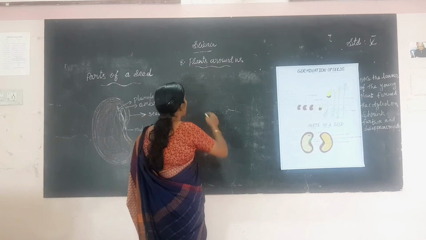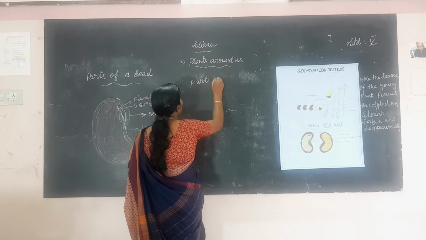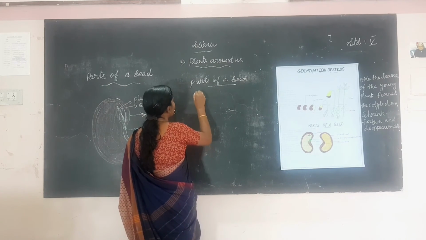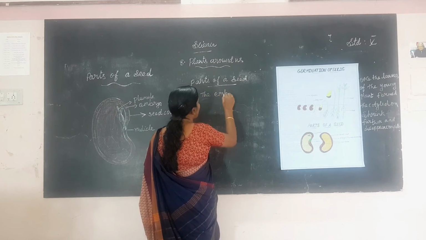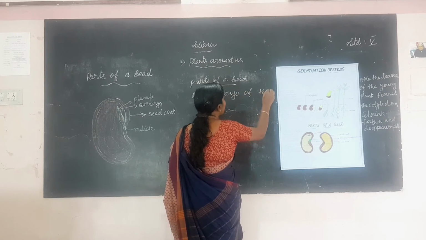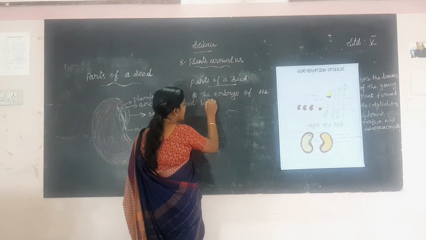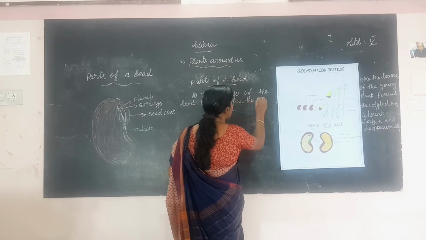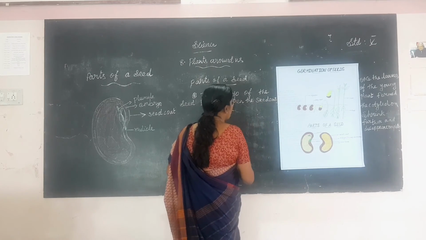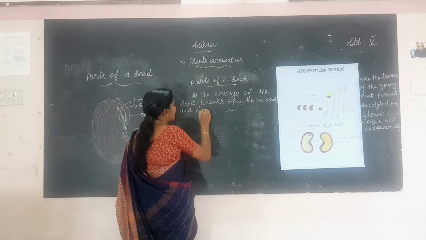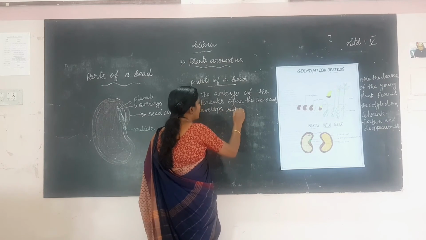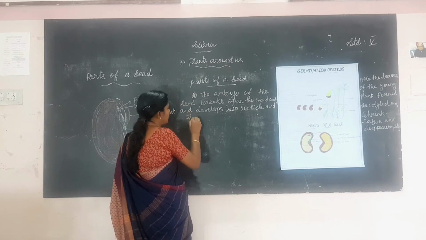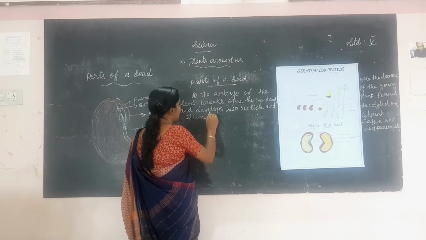Next one, parts of a seed. Structure of parts of a seed. The embryo of the seed breaks open the seed coat and develops into radicle and plumule. Radicle and plumule.